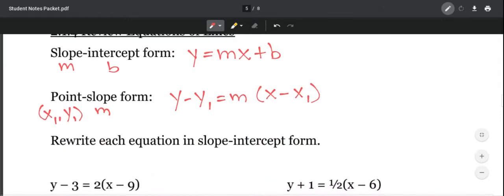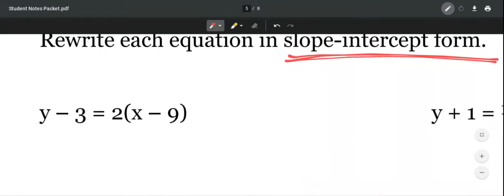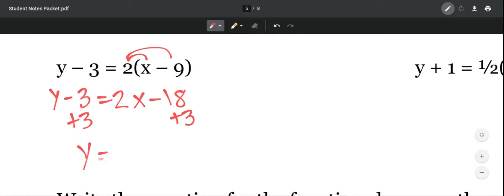So rewrite each equation in slope-intercept form. Okay, that's the form we want to use in our piecewise functions. They're the easiest to work with. So what you need to do first, when you get it into point-slope form, is distribute. So that's 2x minus 18. And then add 3. And that's it. So y equals 2x minus 15. Okay?